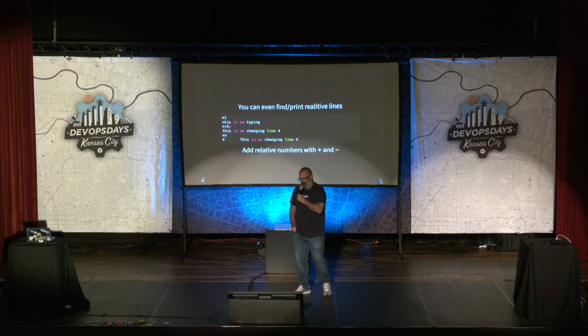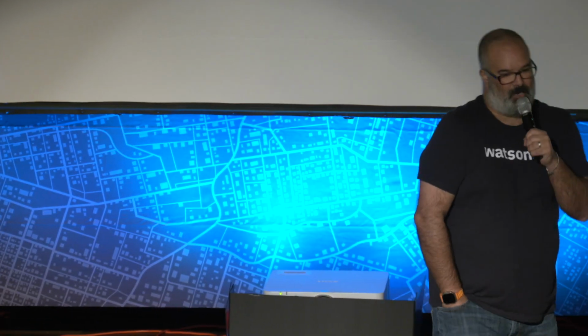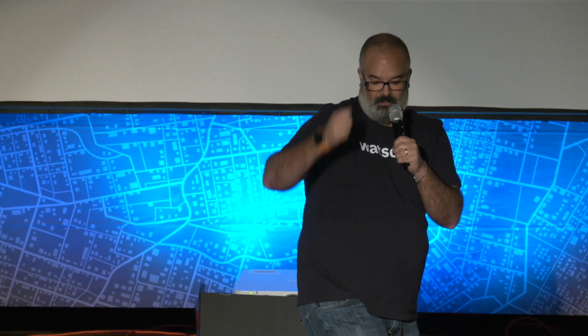Now, this is interesting because sometimes you need to print out relative lines. How many times have you used grep to grep out something, and then all of a sudden you need, like, oh, I need the line ahead of it or behind it? Plus and minus. Comes directly from here again. As you can see, line 4 right there moves up and down.